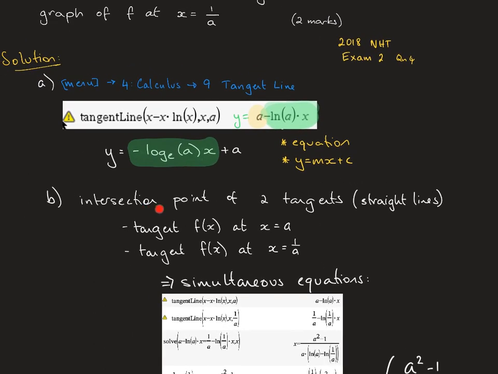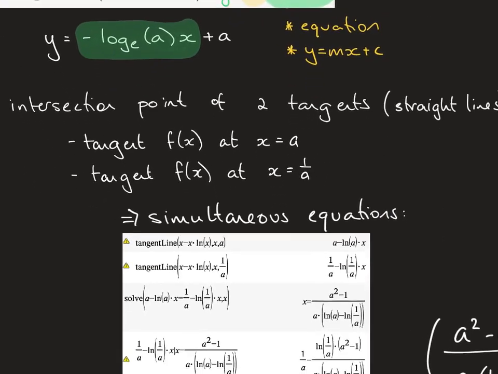So we've got the intersection point of two tangents. They're straight lines. One's a tangent at x equals a. The other one's at x equals 1/a. You don't need to write any of this in the exam. So we're going to do it using simultaneous equations. So here's what I did with my CAS calculator. Let's zoom in and have a look.